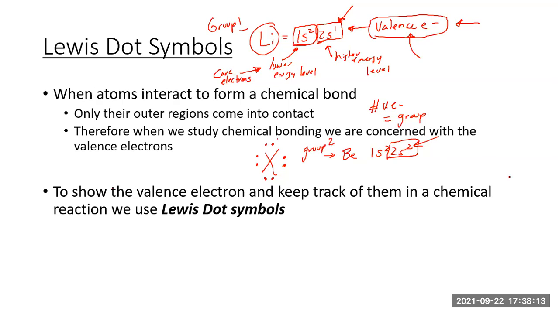So when you look at the periodic table, the group number will equal the number of valence electrons. So again, everybody in group 1 has 1, everybody in group 2, 2, 3, 4, 5, 6, 7, and obviously 8 there at the end. Any questions on that there?